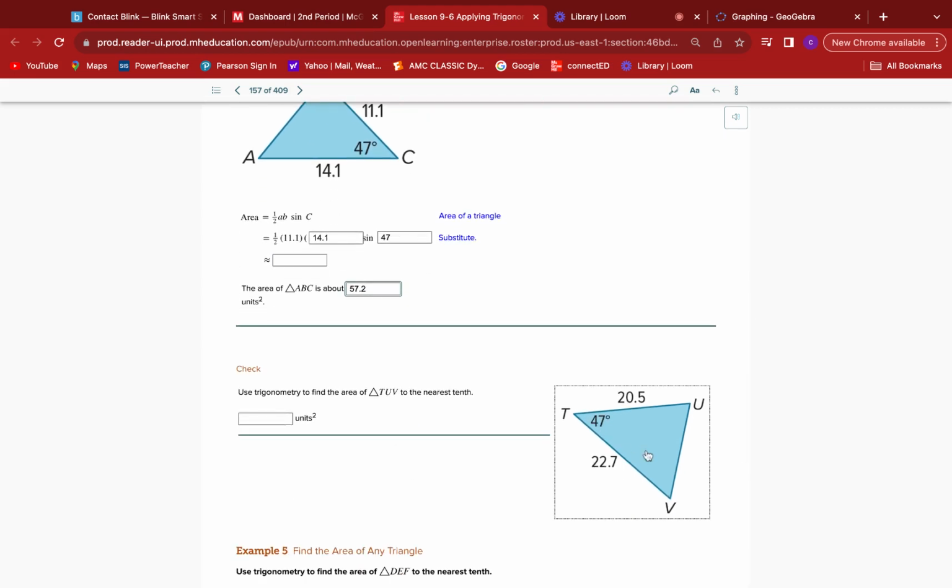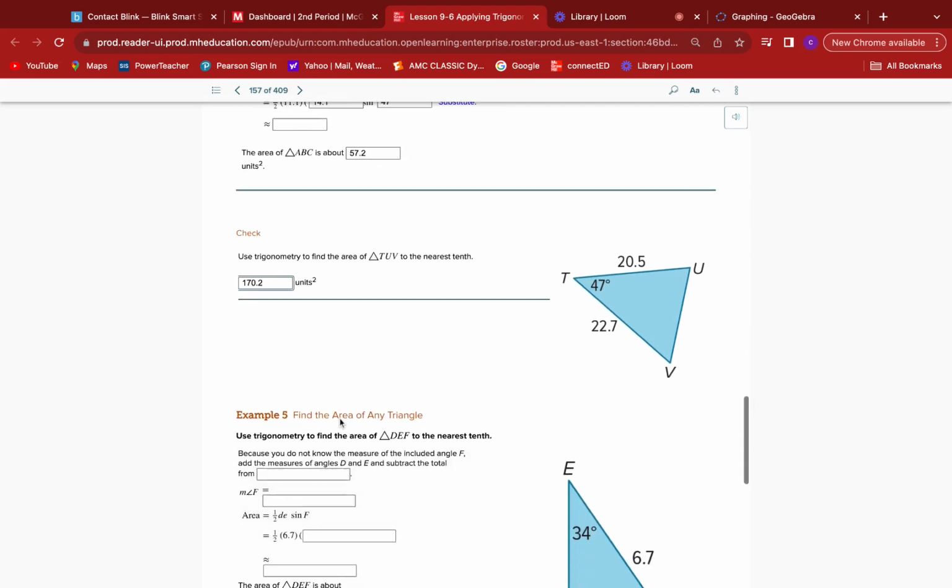All right, same thing here. We're going to put in 1/2. So everybody grab a calculator, put in 1/2 times 20.5 times 22.7 times, everybody hit your sine button, put in the angle, 47 degrees. Hit enter, and it is to the nearest tenth approximately 170.2, because the 6 makes the 1 go to a 2.